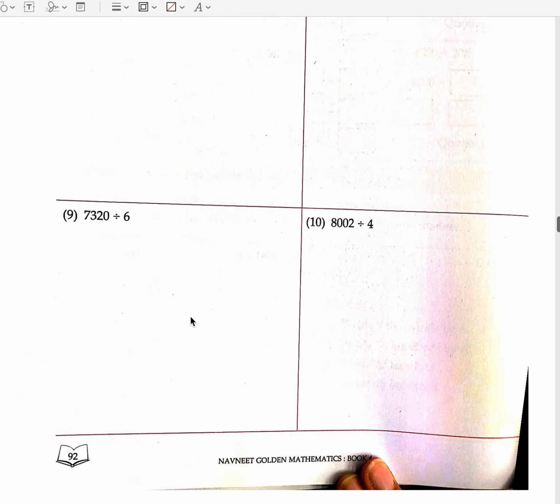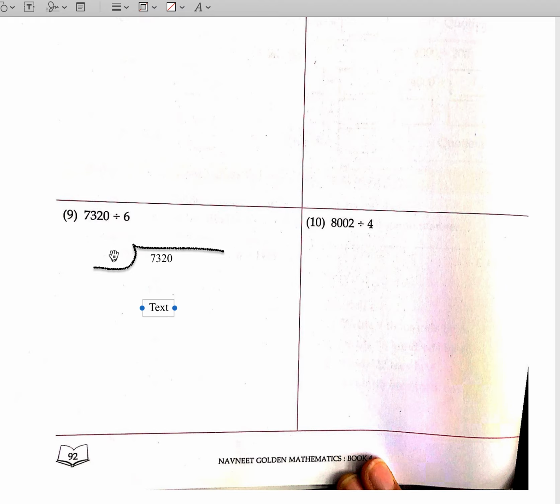अभी हम 9th वाला सम करते हैं, जो है 7320 डिवाइड बाय 6. यहाँ पे डिवाइज़र जो है बाहर वो 6 है, एंड जो बॉक्स के अंदर होता है वो 7320 है. अभी let's start. First number is 7.